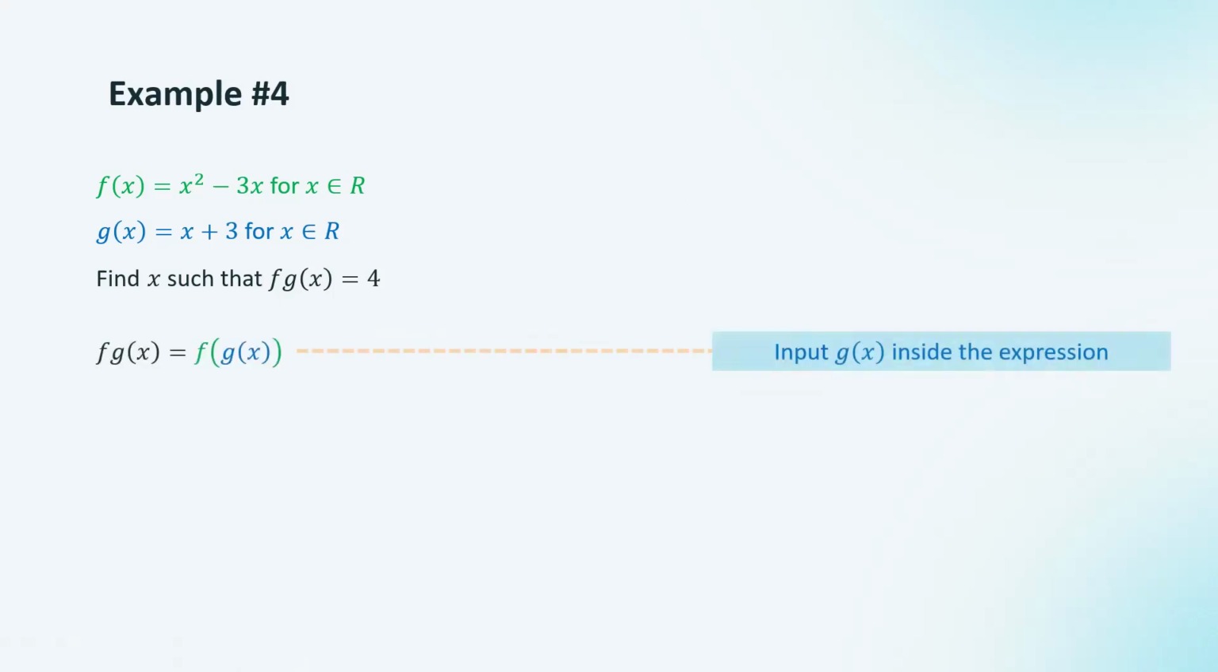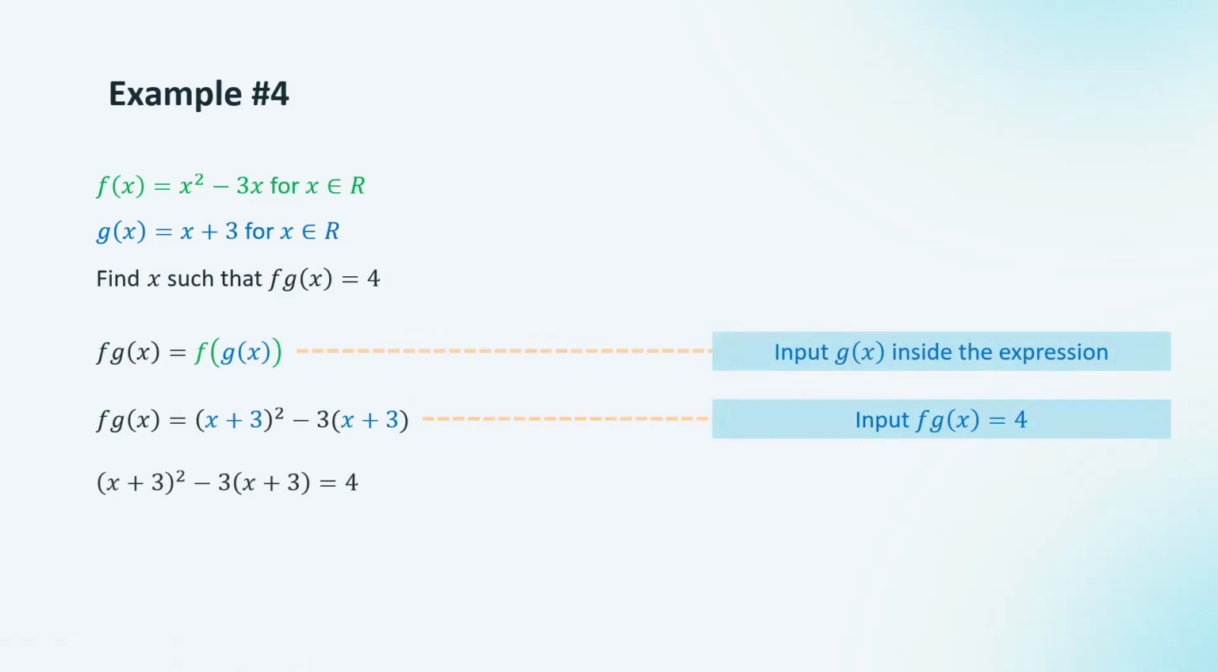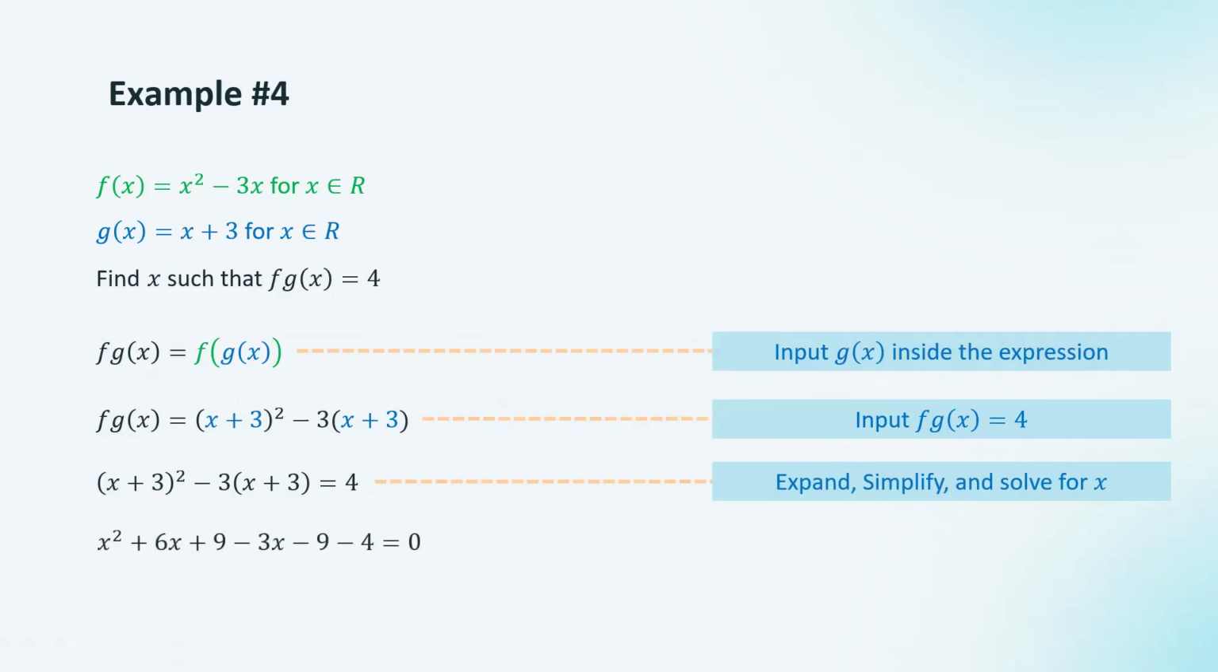Again, f(g(x)) is going to be the function f with g(x) as the input. So the composite function is going to look like this. And then we can try to input f(g(x)) equals 4, which will look like this. The next step, as you guessed it, we can expand, simplify, and solve for x. So we can try to expand it, and we can simplify it. We get a nice quadratic equation. And we know from factorization that the x can be 1 or minus 4.